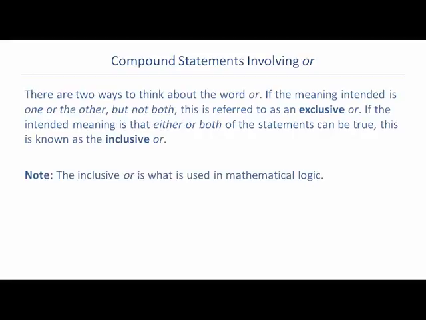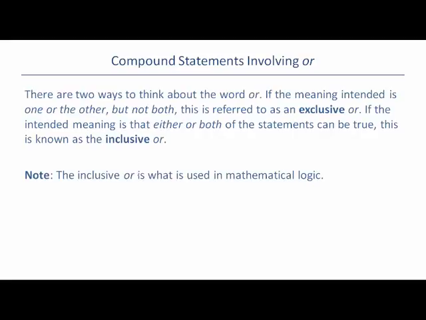The inclusive or would be you could have brown hair or blonde hair, or you could have both, right? You could have streaks and things like that. So the inclusive or means if you have both, it still satisfies the question. The exclusive or means you have to be one or the other and you can't be both.